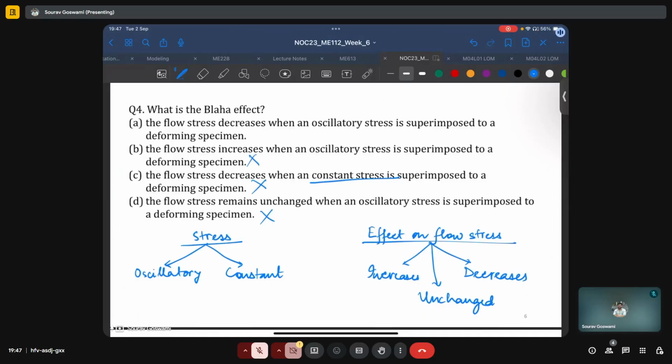And the Blaha effect, which is a beneficial effect, actually says that the flow stress decreases when an oscillatory stress is superimposed, and hence option A is correct. As we saw in the slides, the Blaha effect is also called acoustic softening because essentially it is softening the material by the application of vibrations or acoustics.